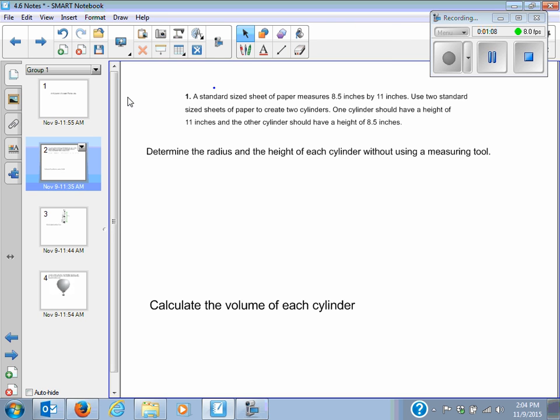So determine the radius and the height of each cylinder without using a measurement tool. So if I was going to do the one where I had the 8 as my height, that means that my top, my around, would be from one side of the paper to the other. So if it was 8 high, the circumference of the circle would be 11, and that would be all the way around.